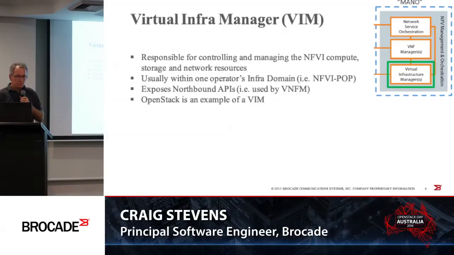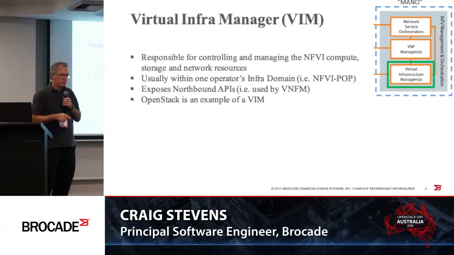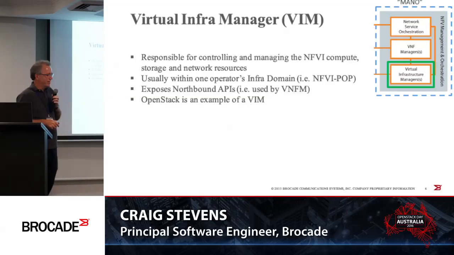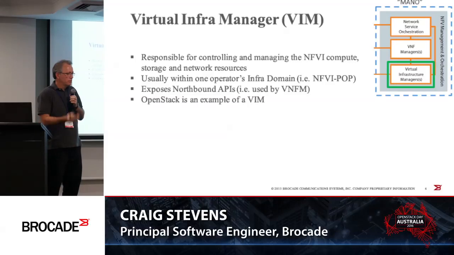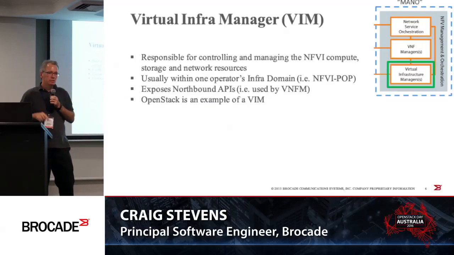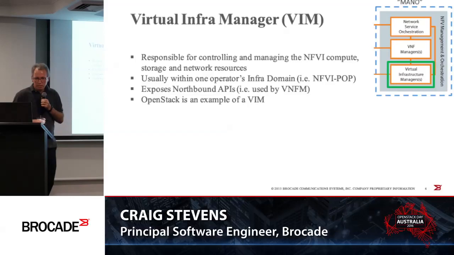And then lastly, I won't spend too much time on this, but this is pretty much the topic of the whole of today, which is OpenStack. But obviously you can have different VIMs in there. So OpenStack is what we're talking about today. It's exposing those northbound APIs so that my VNF manager doesn't need to know how to actually spin up a VM. I don't really care, right? I just tell OpenStack I want a VM, these are the parameters, and it goes and does it for me. So that's, at a very high level, the three components of MANO.